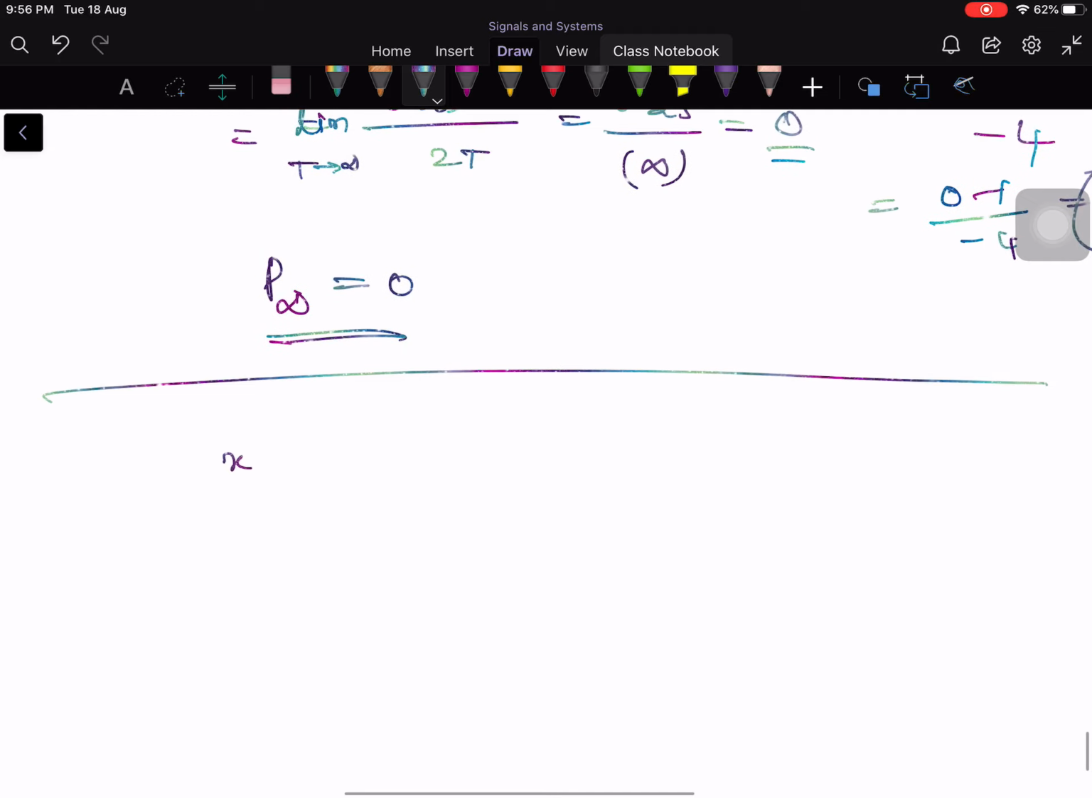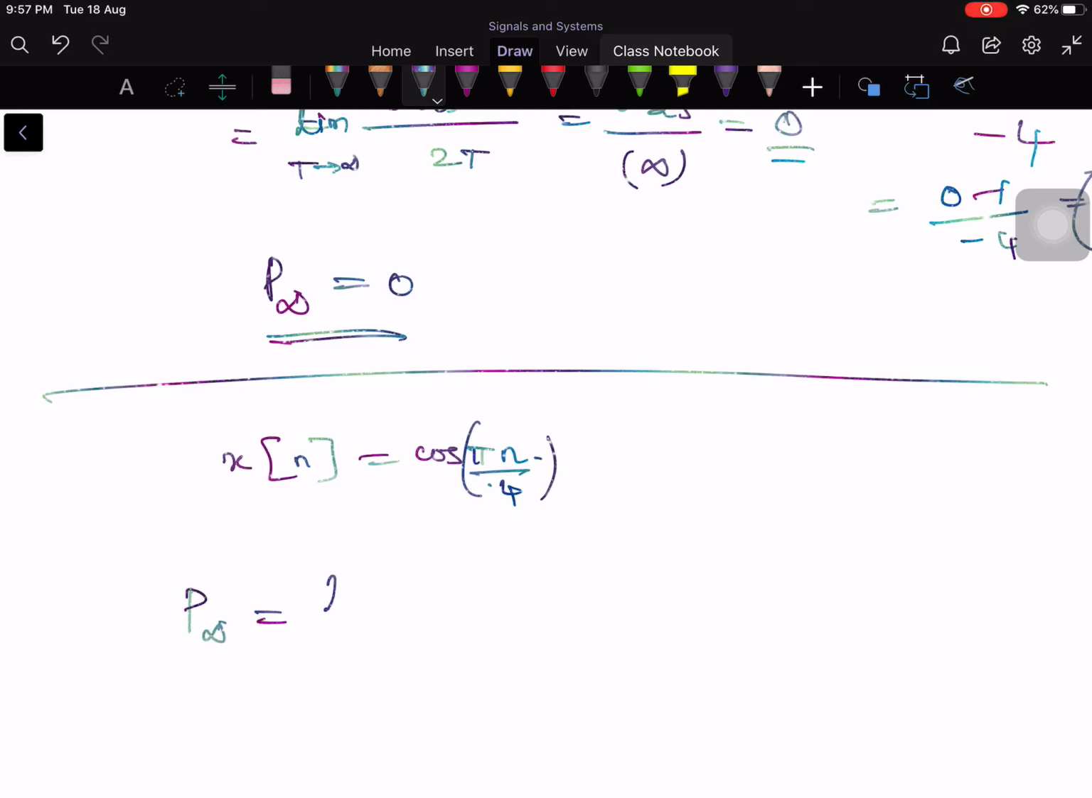Let's say x of n is equal to cos of pi n divided by 4. This is a signal. Let me check it first. Yes, x of n equals cos of pi n by 4. Fine. Now how do you find the P infinity? Because the question is asked to find out P infinity.